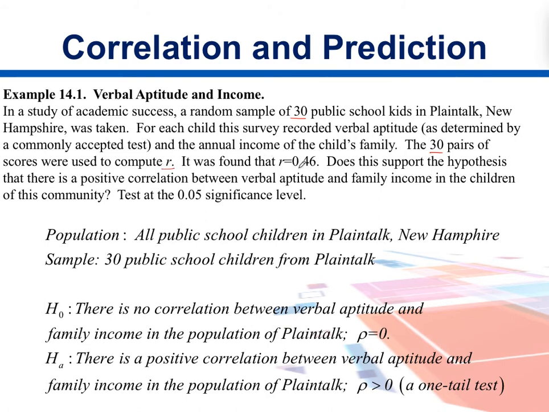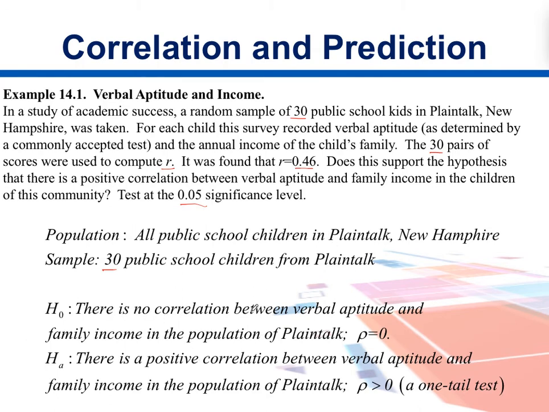Our r was calculated as 0.46. Seems like a low correlation, but still we're going to do its hypothesis testing to get a p-value, whether this r is significant or non-significant. Does this support the hypothesis that there is a positive correlation between verbal aptitude and family income in the children? And we test at 0.05 significance level. Population under consideration is all public school children in Plainstock, New Hampshire. Sample in front of us is these 30 public school children, which we have here.